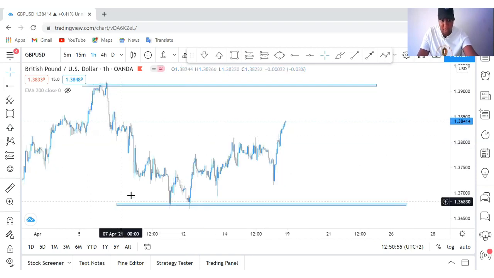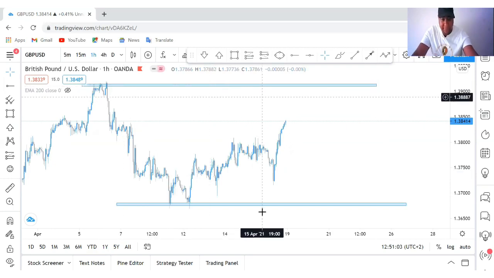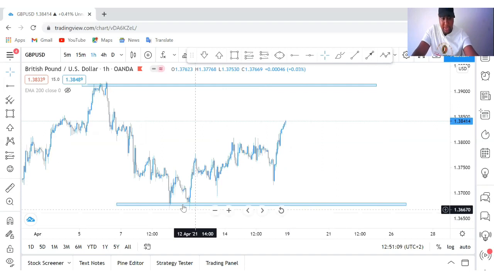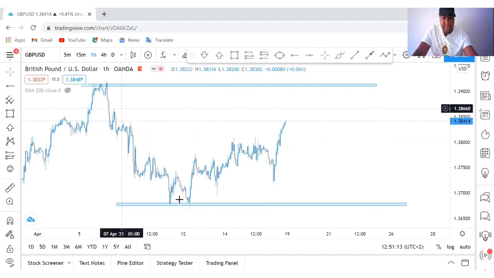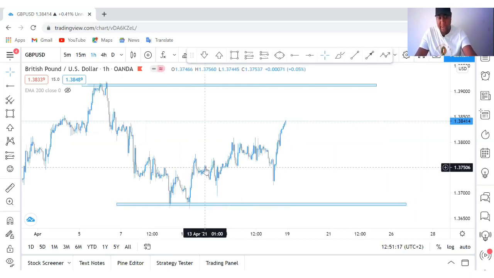So as you can see, I've identified my room. For lack of a better word, I just call it my trading room, where you identify your resistance, which is your ceiling, and you identify your floor, which is your support. In this case, we can see that that was the low of the day, that was the high of the day. The next thing we can identify is the structure. So once you have identified your room, the next thing is to identify the structure.